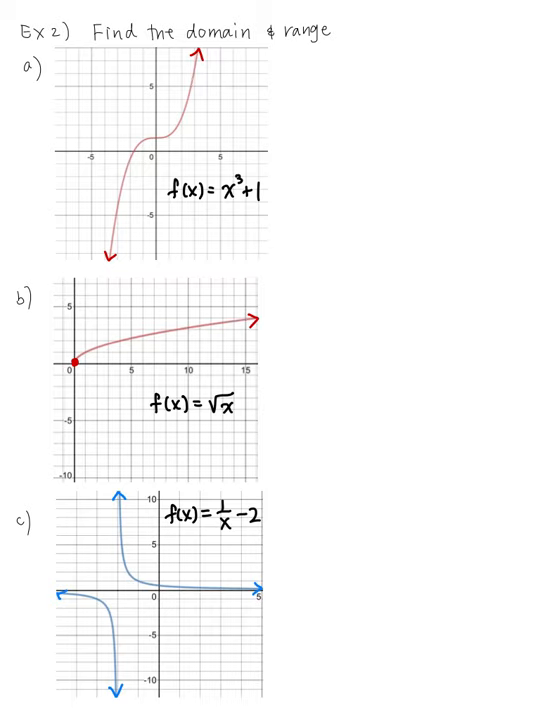Now we're going to find the domain and range by looking at graphs. I think the best way to learn this is by examples, so let's do it. So example 2, find the domain and range, part A. Boom, there is the graph. In fact, that's the graph of x cubed plus 1. Now remember, the domain is the set of x values where the function's defined. And the range is the set of y values where the function's defined.